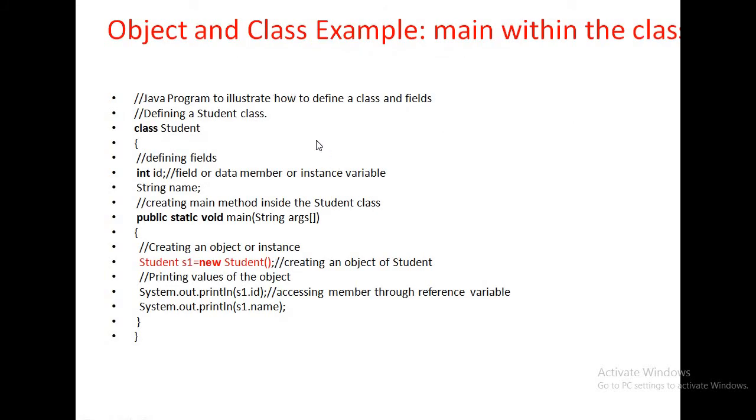So this is a simple example, object and class. In this example I am trying to teach you how to create a class and how to create an object, and here the main method is present within the class. First I am writing comment lines, which are never executed by the compiler or JVM. Java program to illustrate how to define a class and field, defining a student class. These are for your understanding.